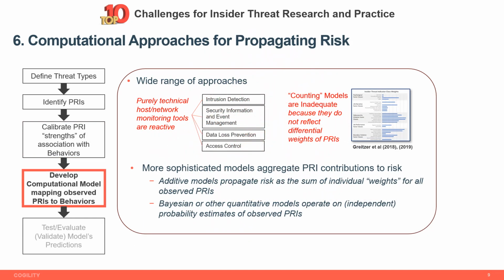Now we come to number 6 on my top 10 list, developing computational approaches for propagating risk. After defining target threat types to assess, identifying contributing factors and warning signs, defined by PRIs, and calibrating these PRIs to establish their weights in contributing to a given threat type, we must develop predictive methods to derive threat values for observed combinations of PRIs.